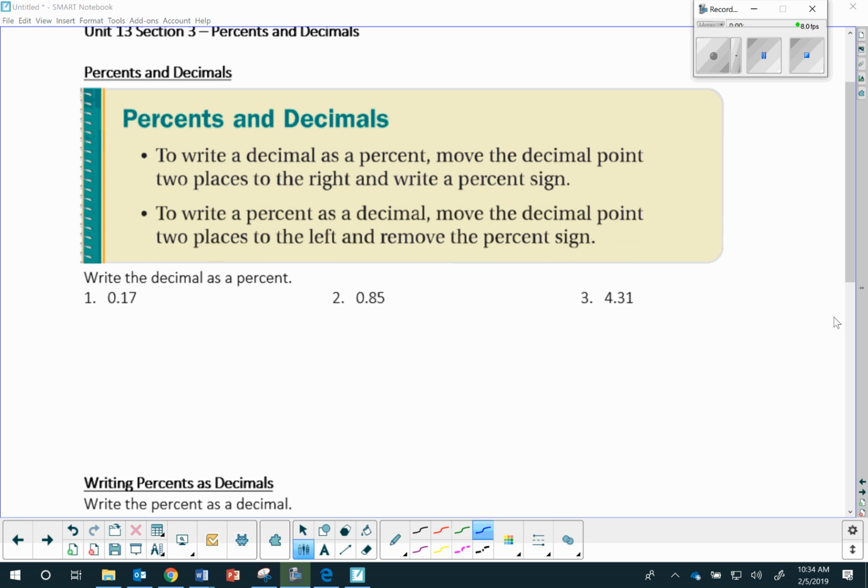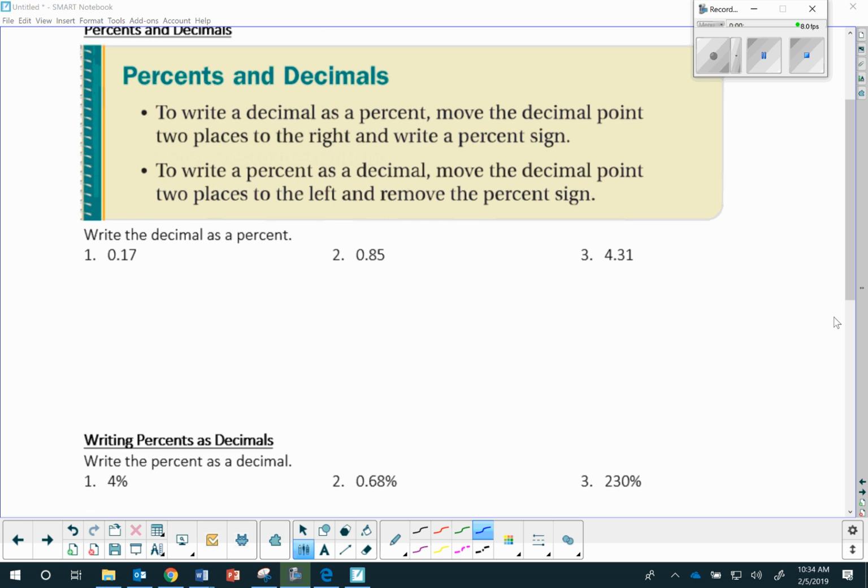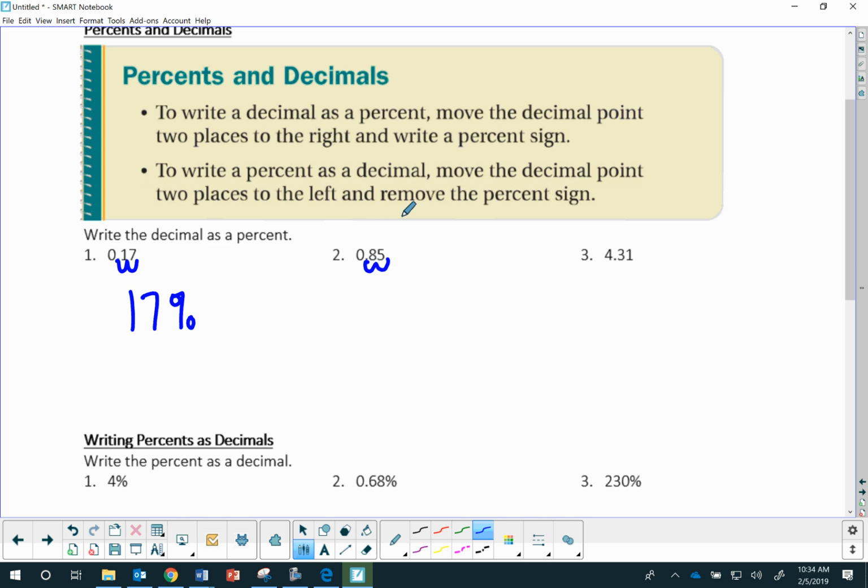In the first one, we're going to write these examples as percents. So we're going to move the first one 2 places to the right, and then we're going to write our percent sign. So this would be 17%. We're going to do the same thing with 85 hundredths. Move it 2 places to the right. I have 85%. Last but not least, the 4 and 31 hundredths. We're going to again move it 2 places to the right, and we're going to have 431%.